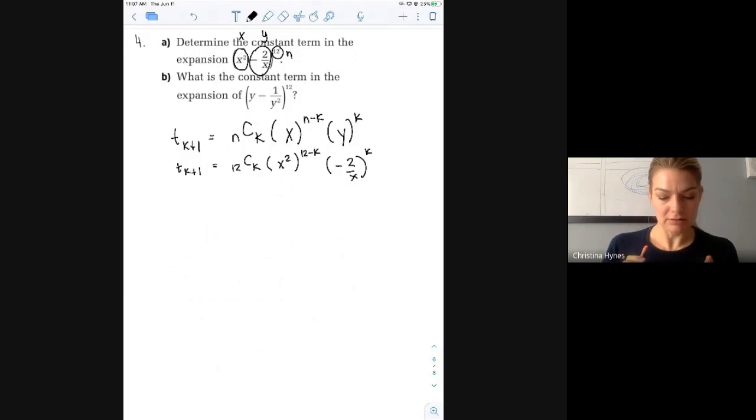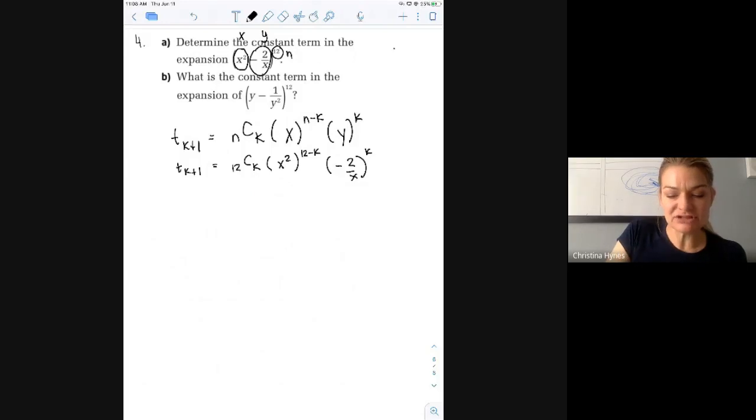So far, this is what I have. My next step is now to just pull out the values of x. Anything that has x, I'm going to pull that out and kind of ignore everything else around it. So this is kind of like a little trick to be able to find out the constant term.